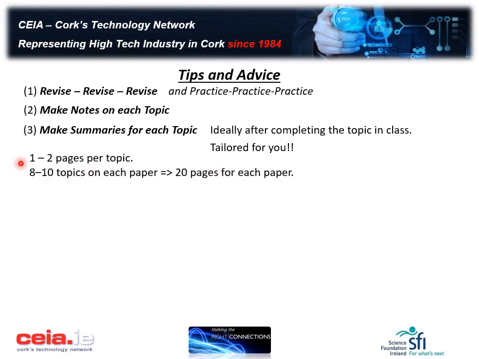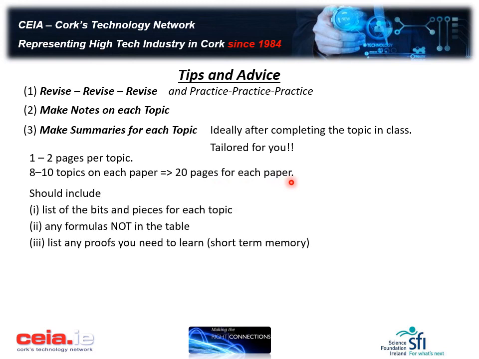We're talking about 1 to 2 pages per topic. There are 8 to 10 topics on each maths paper, so the summaries would constitute maybe 15 to 20 pages for each paper. Okay, and they should include a list of the bits and pieces for each topic, what constitutes the topic, any formulas, definitely any formulas that are not in the maths tables, because you'll have to learn those off by heart, and also a list of the proofs that you might need to learn.